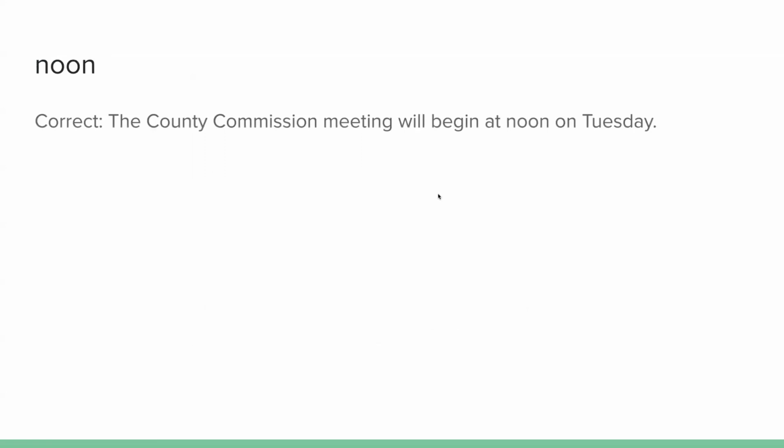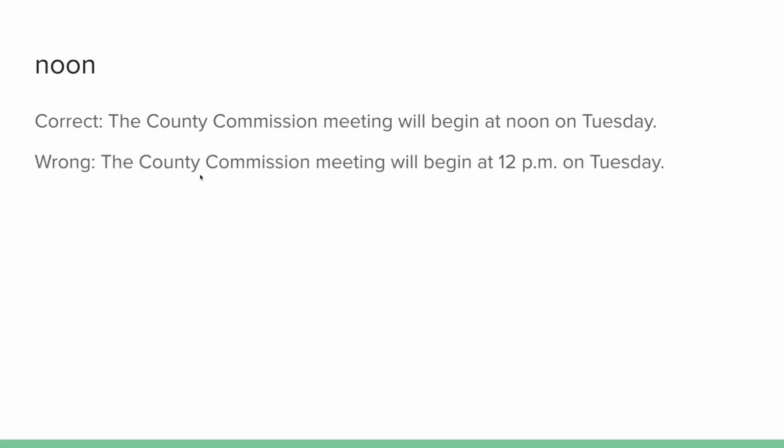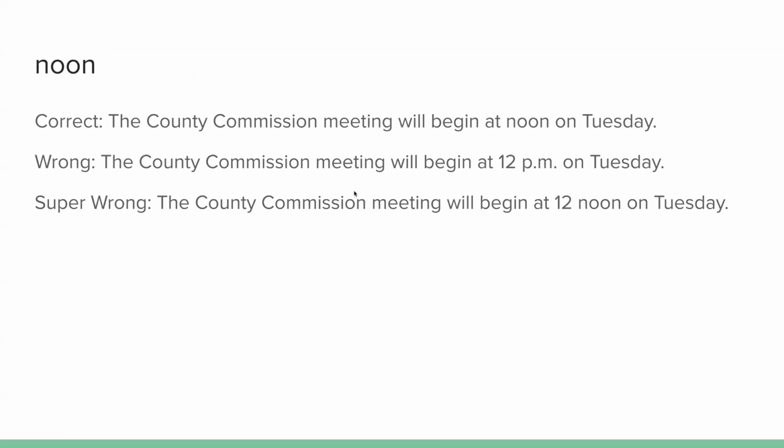Okay, when it comes to noon, if the time is exactly noon, say noon, don't say 12 p.m. or any variation on it. The county commission meeting will begin at noon on Tuesday. That's correct. The county commission meeting will begin at 12 p.m. Tuesday. Use noon, don't use 12 p.m. If it's 12:05 p.m., fine, but if it's exactly at 12, say noon. Super wrong usage would be the county commission meeting will begin at 12 noon. That's a redundancy. Don't do that.